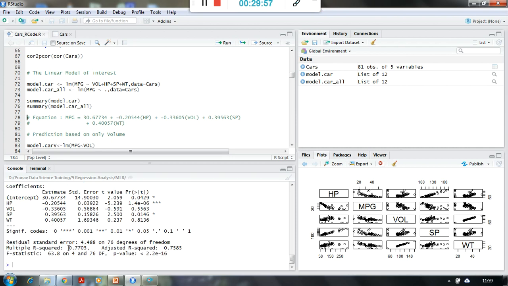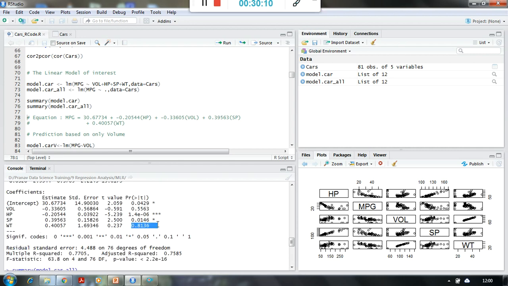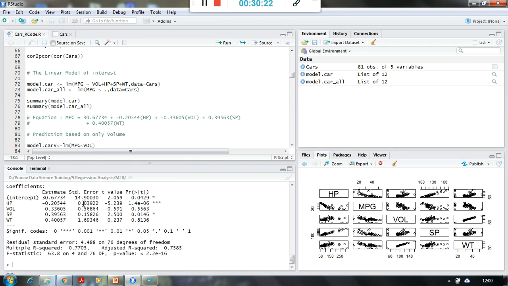So look at the R square over here, 0.7705, and look at the weight. The p-value of the coefficient for weight is 0.8136. You also see it over here, 0.8136 and 0.7705. Another value you can check is the intercept, here it is 30.67734. Here also it is the same. So both the models are the same over here. I can write it in this fashion or this fashion.